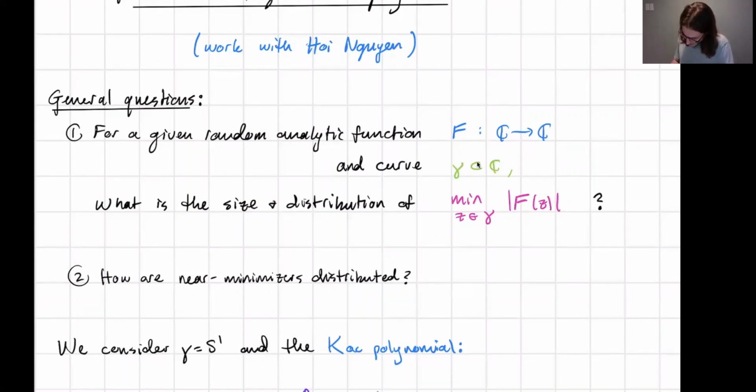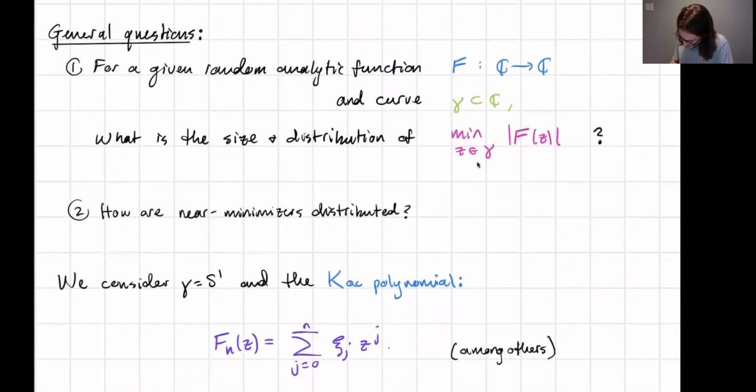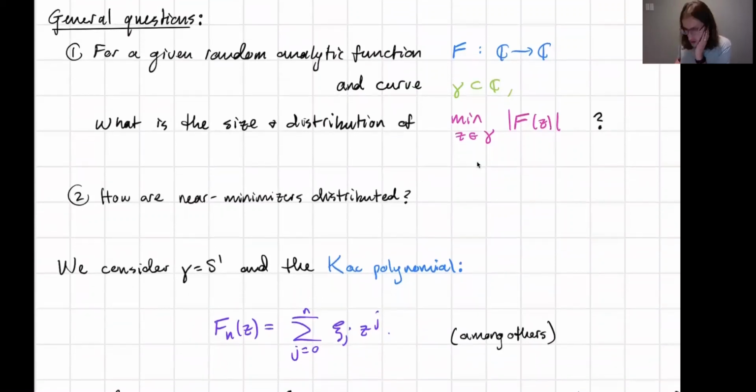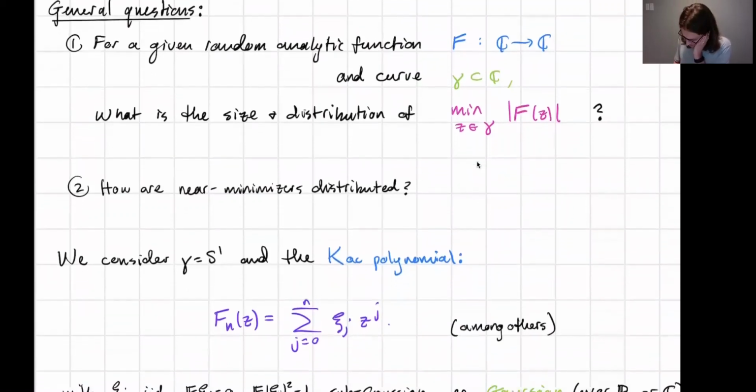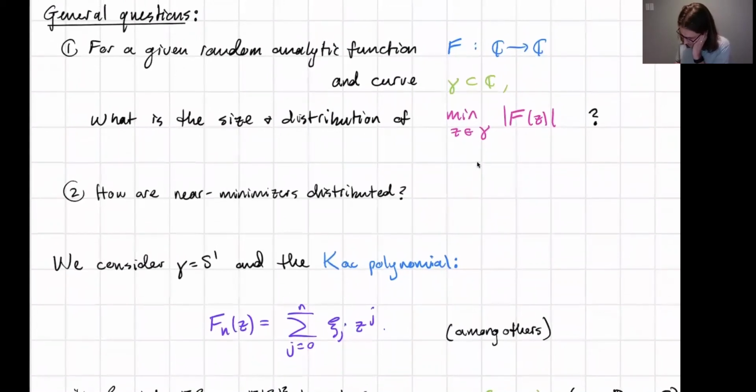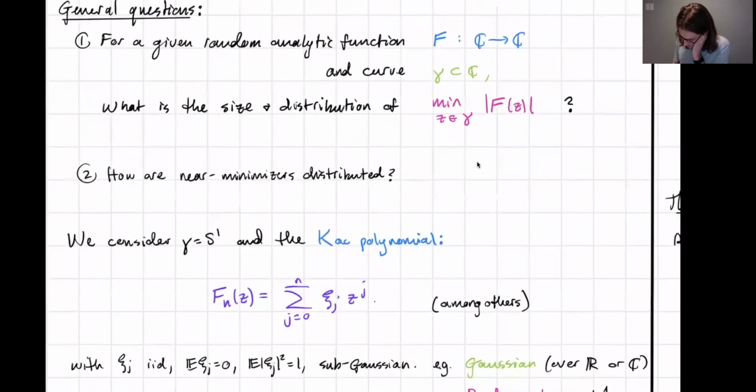So our model, what we do is we address a whole class of so-called trigonometric polynomials, but for the talk I'll just focus on the so-called Kac polynomial. This is perhaps the simplest model of a random polynomial you could think of. You just have IID standardized coefficients.